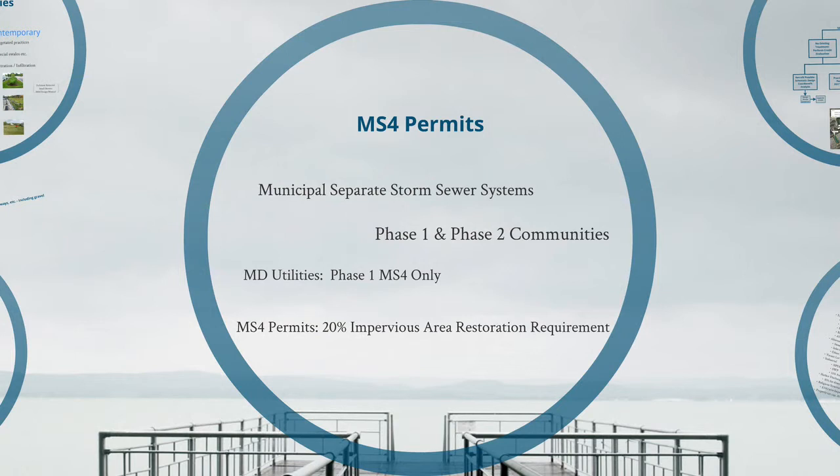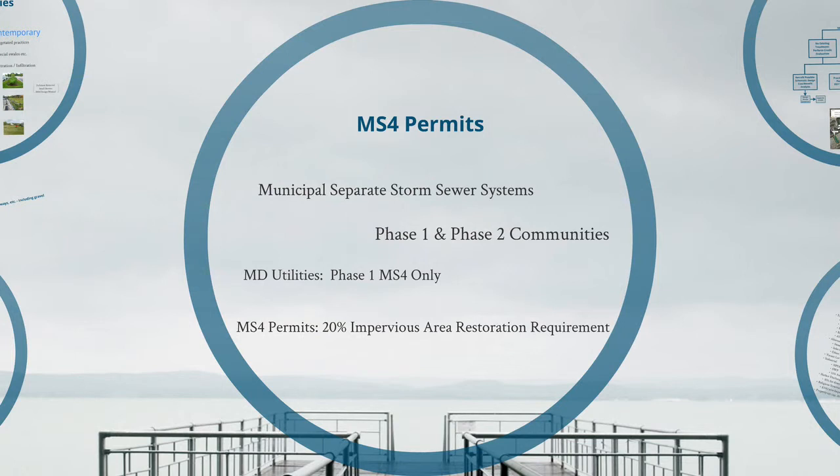In Maryland, there's a state mandated requirement for Phase 1 MS4 communities to have a stormwater utility put in place by July 1st, 2013. These utilities do two things. They charge fees, and the purpose of the fees is to implement the MS4 programs.